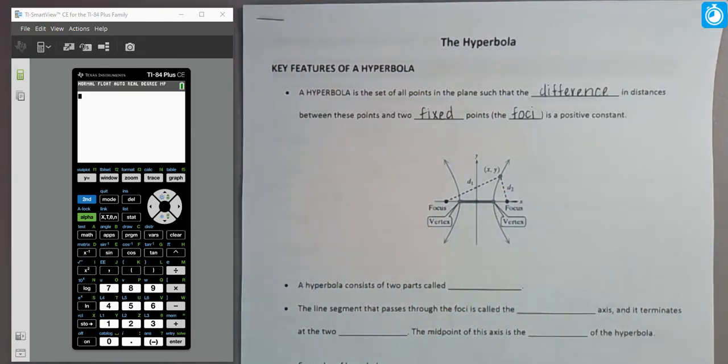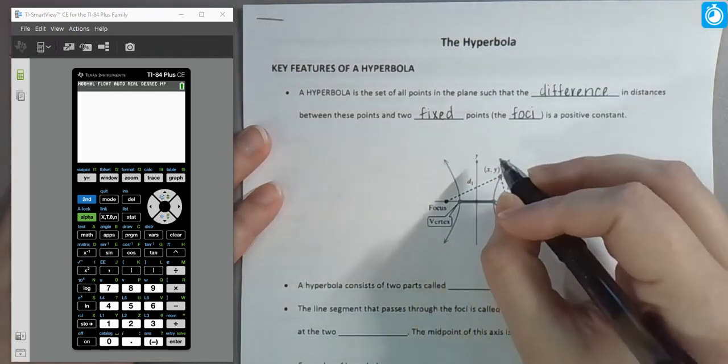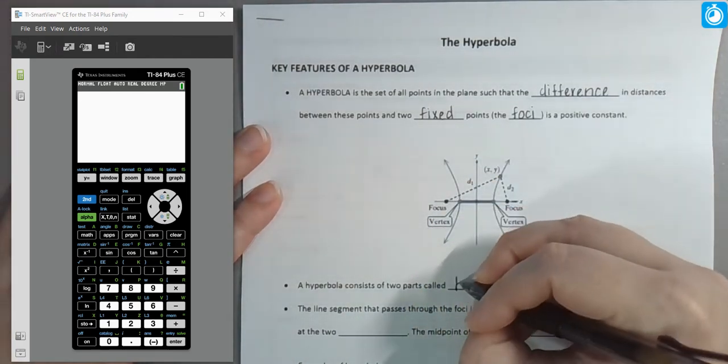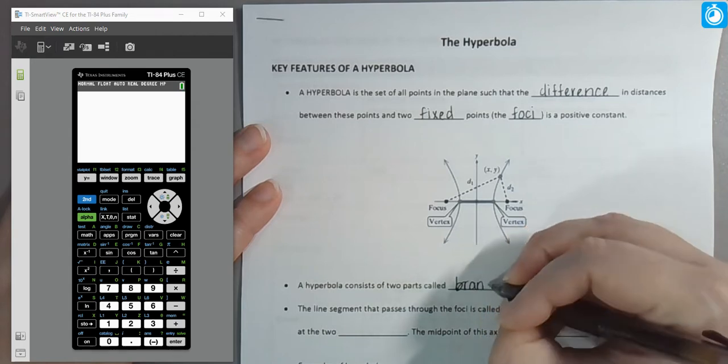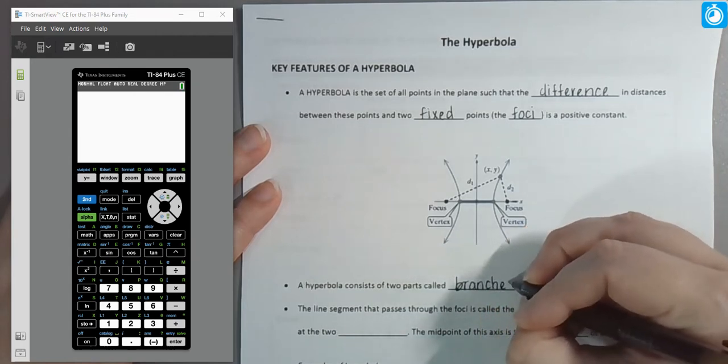But as with ellipses, it's going to be more important that we just recognize how we find all of these key features of our graph rather than focusing on this formal definition so much. As you notice, the hyperbola consists of two portions on its graph, what we call the branches of the hyperbola. So two separate branches.